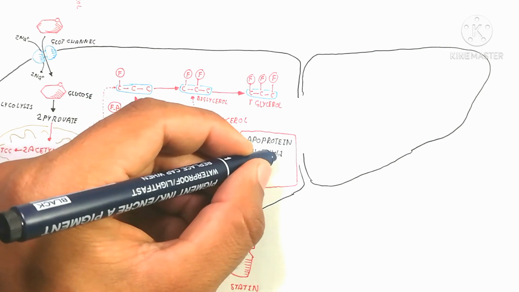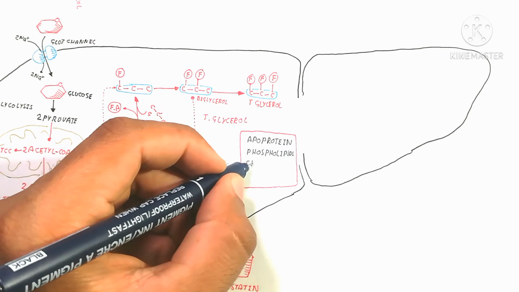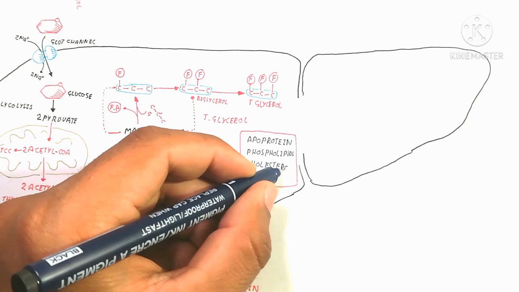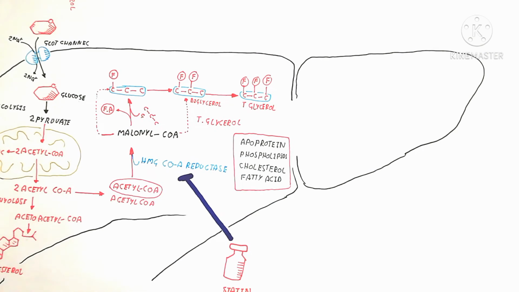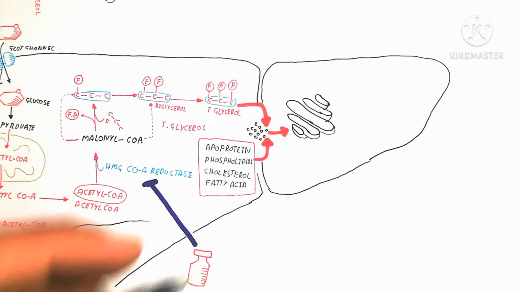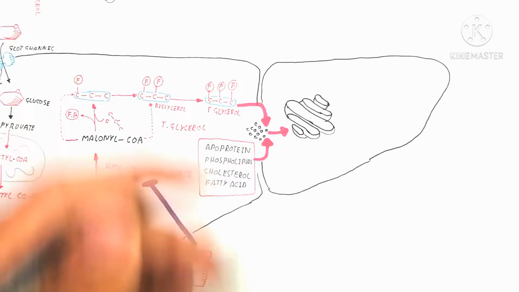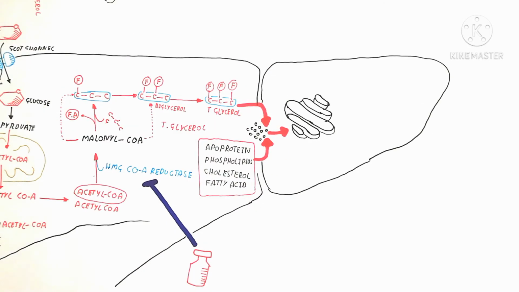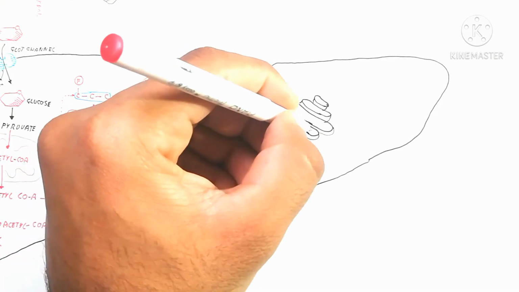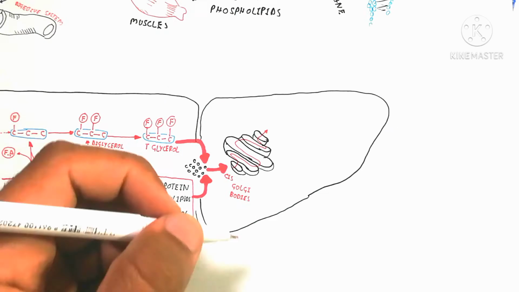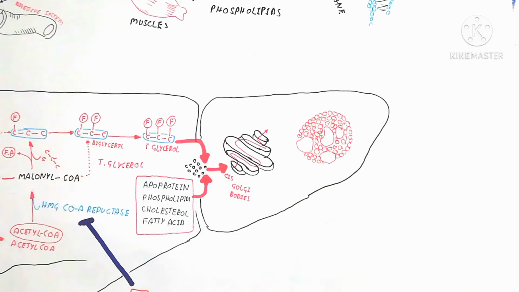So here is the triglycerol will be formed, and apoprotein, phospholipids, cholesterol and fatty acid will be formed, and these apoprotein, phospholipids, cholesterol and fatty acid as well as triacylglycerol will come together and go into the Golgi bodies.